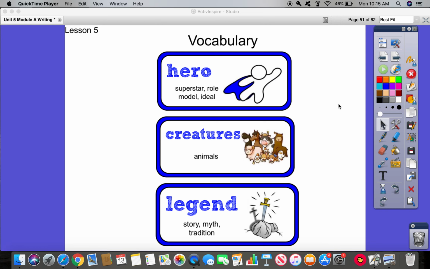We have 3 vocabulary words for this lesson. The first vocabulary word is hero. A hero is a superstar, role model, or an ideal person that you look up to. Creatures is another way to say animals. And a legend is a story, myth, or tradition.